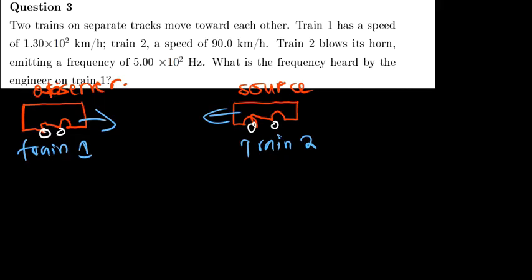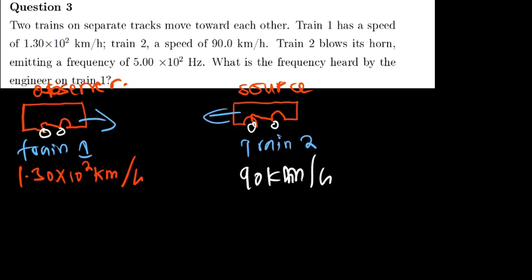Now another thing you have to check is whether the observer is moving toward the source. I'll talk about that later. But now, one thing we need to know is that we have been given the speeds. Train 1 was moving with a speed of 1.3 times 10 to the power 2 kilometers per hour, and this other one with 90 kilometers per hour. The best thing here is to convert these speeds from kilometers per hour to meters per second.